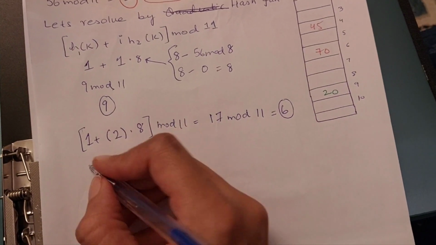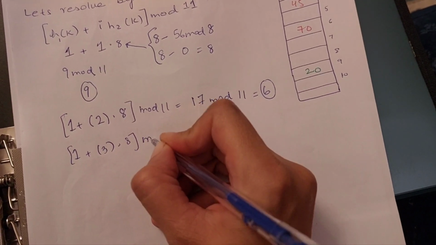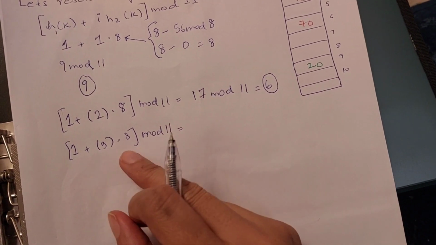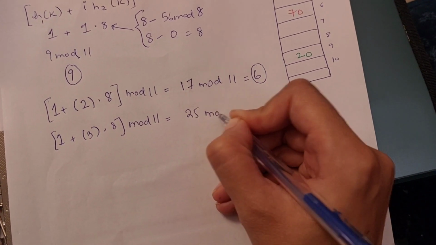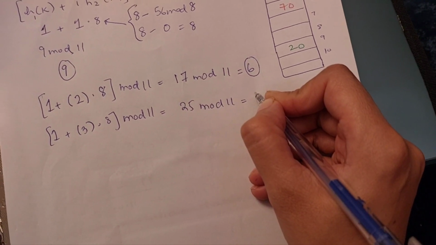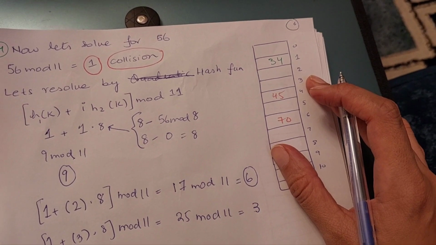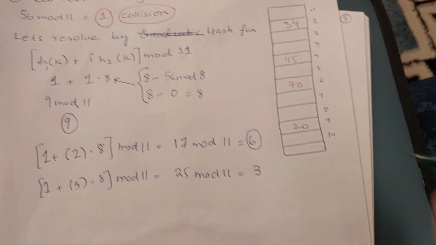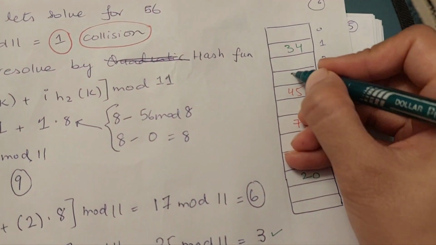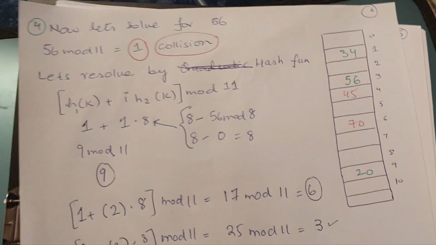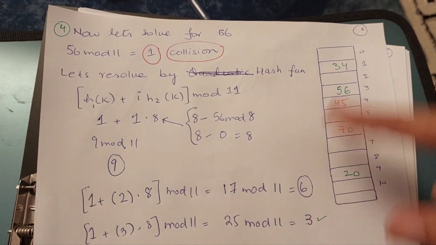So let's iterate more with i equal to 3. This time i will be equal to 3, and I'm going to calculate the modulus again. So 3 times 8 is 24, 24 plus 1 is 25, so 25 modulus 11 will be equal to 3. Yes, 3 is an empty location. So I will say that this 3 is my correct answer, and I'm going to store this data entry 56 into my location number 3. Okay, so basically this is how you have entered all your entries.